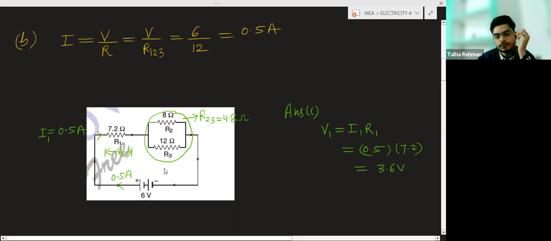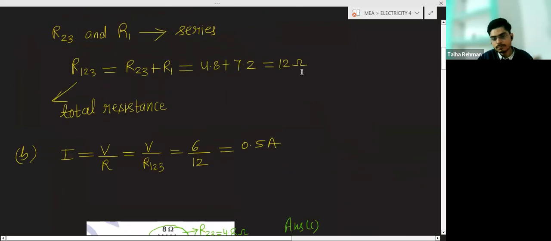Total current, how will you find the total current? Total current will be total voltage divided by total resistance. Total voltage is this, total resistance is 12 ohm.